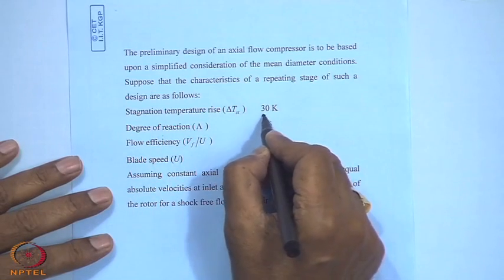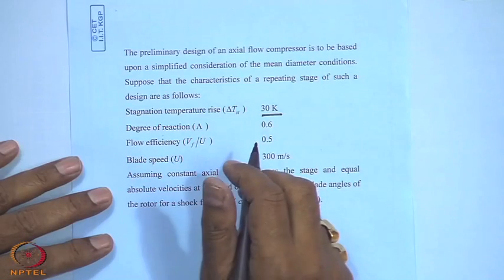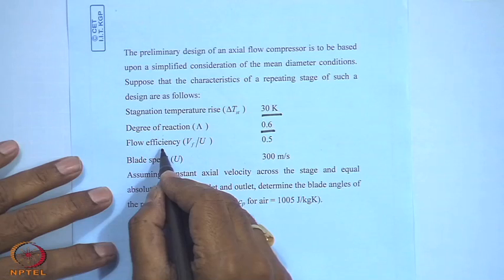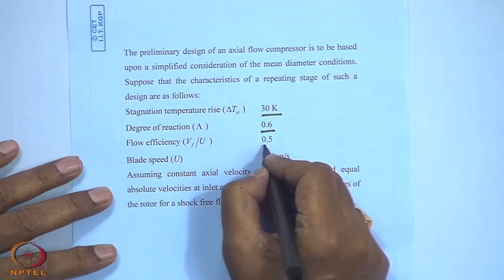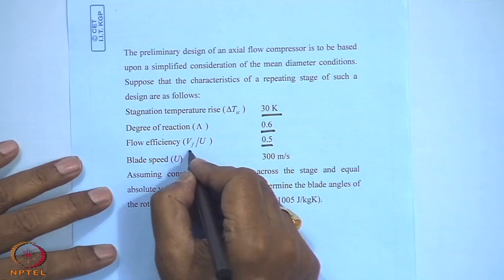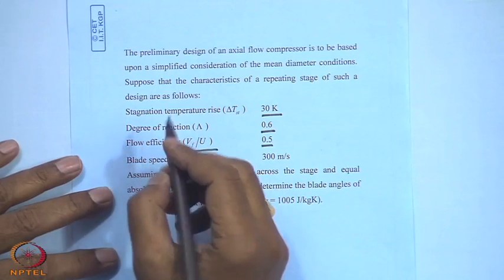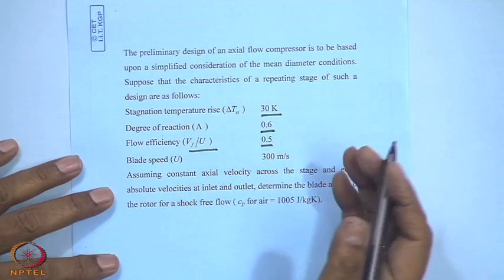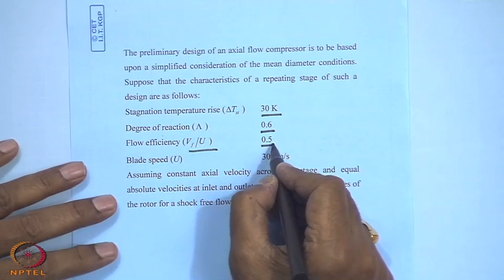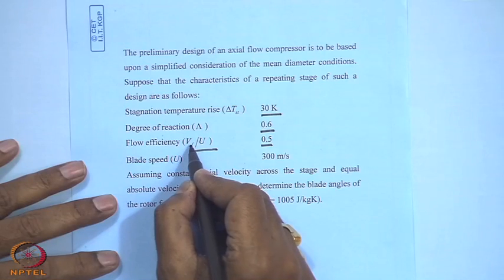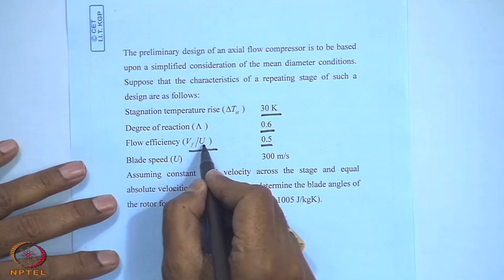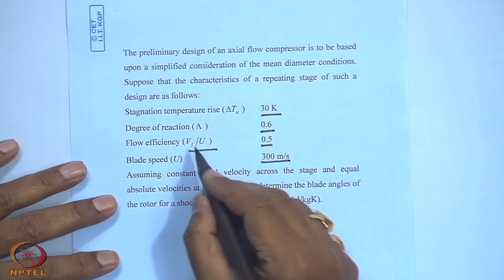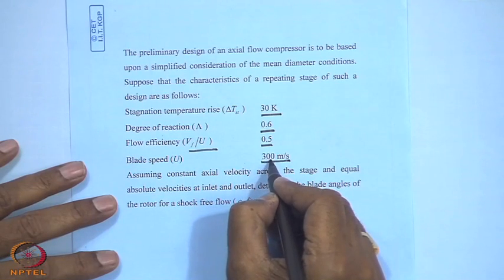Stagnation temperature rise is given. That means indirectly the work done on the fluid is given. Degree of reaction is given. Flow efficiency is given 0.5, but this is actually not flow efficiency. I think it will be better if you write it as flow number. Vf by U is actually flow number, sometimes they write it as flow efficiency. However, flow number, blade speed, that means it is the ratio of flow velocity to the peripheral speed. Peripheral speed is also separately given 300, that means we get Vf, multiply 0.5 with that.